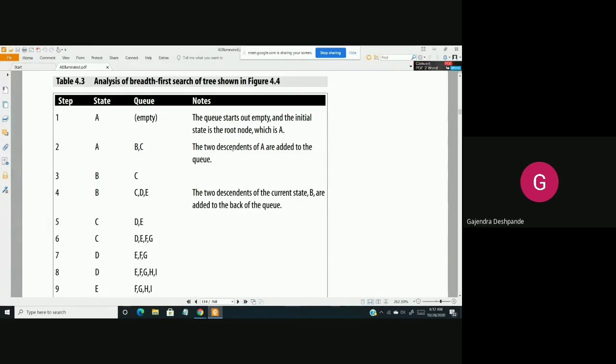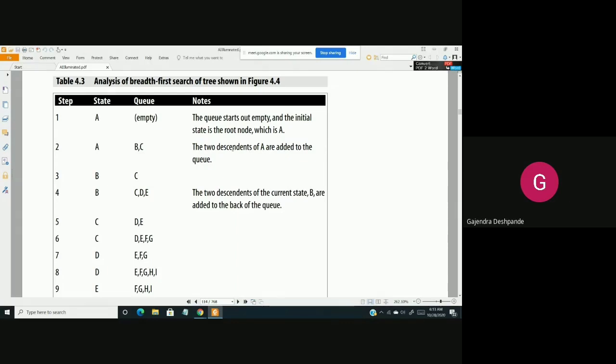Now B is the first element, so remove it and check whether it is a goal node. It is not a goal node, but it has got two children, D and E. Note here that instead of adding them to the front of the queue, we are adding them after the queue. So that's why in this tracing you can see here that D and E are appearing after C, whereas in the previous table D and E were appearing before C.